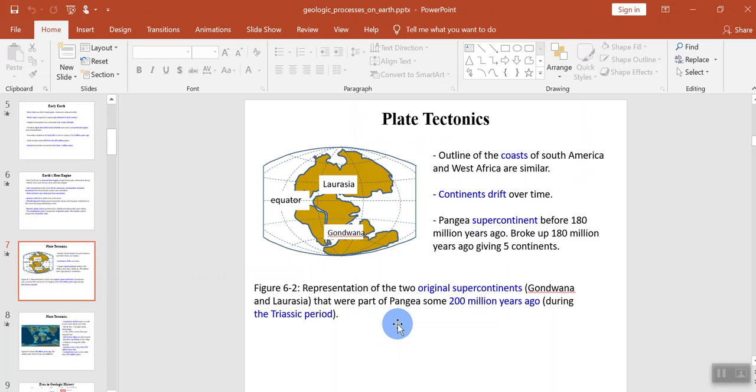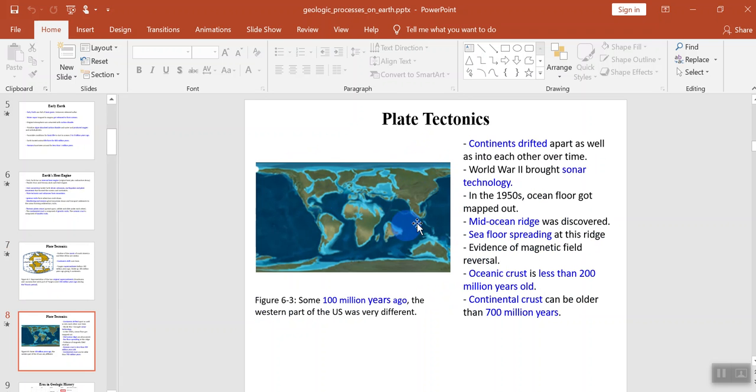Okay, so we said, talking about plate tectonics, it explains a lot of things. If you look at the west coast of Africa and the east coast of South America, they kind of look the same. Why? Because they were together a long time ago. And then continents started drifting over time. The huge continent before 150 million years ago is called Pangaea. Okay, supercontinent.